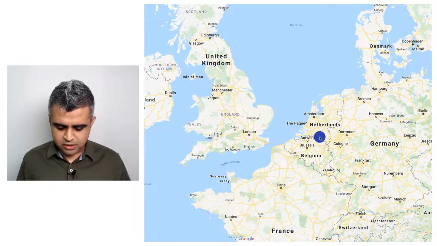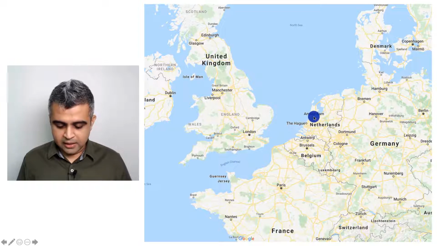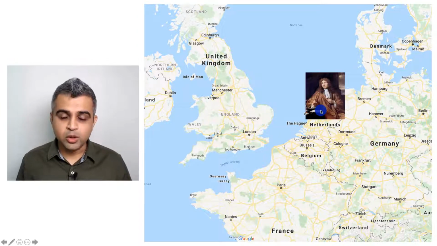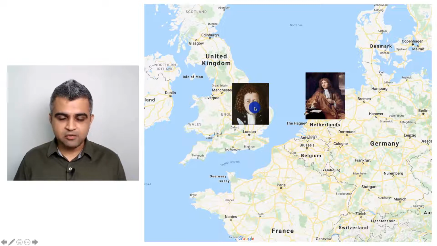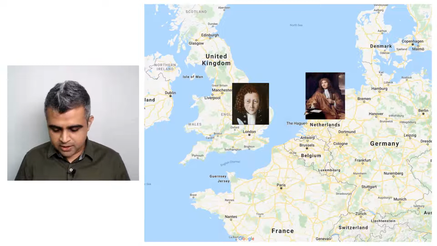So if you were to see the map of this region, this is the United Kingdom or Great Britain, England, this is London, and this here is the Netherlands, and they are separated by the English Channel and the North Sea. And somewhere here is where Anton van Leeuwenhoek was living, and this London is where we have Robert Hooke. So I hope you understand where these two people were at that particular time in history. Now let's continue talking about Anton van Leeuwenhoek.